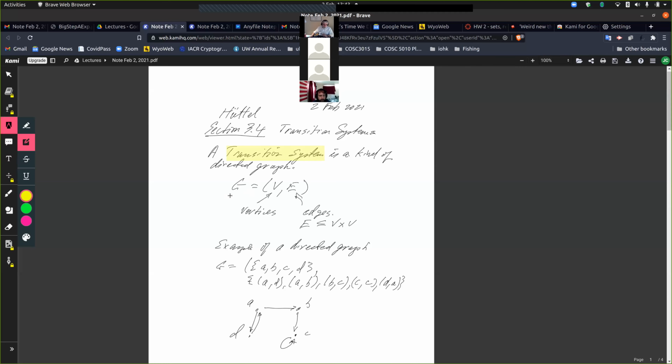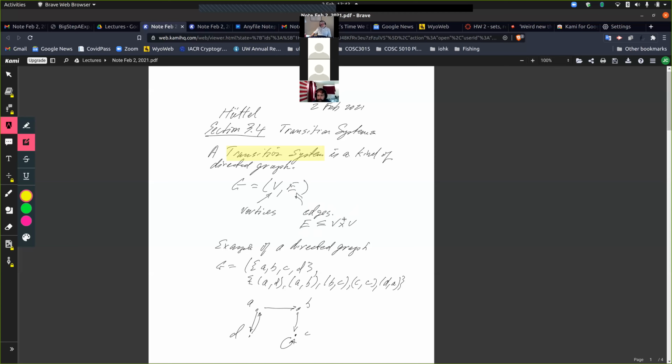It always starts off: a graph is a set of pairs G equals V comma E. And V is the set of vertices, like in the example down here of a directed graph. And then E is the set of edges, and E is a subset of V cross V.